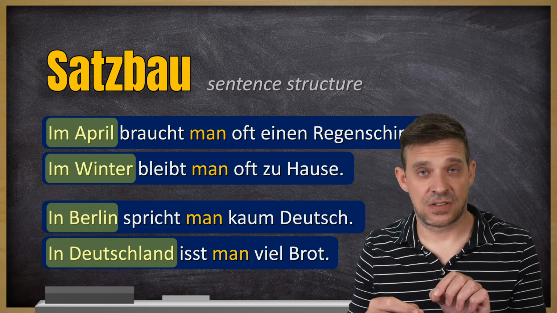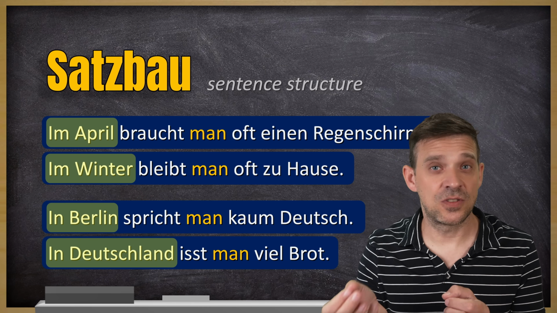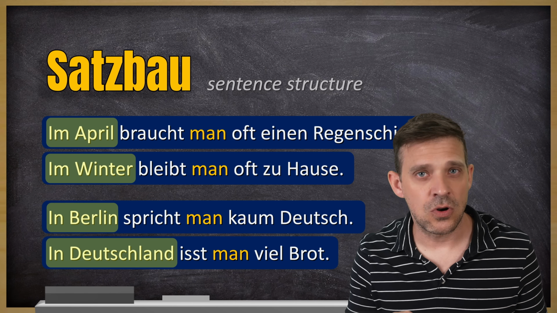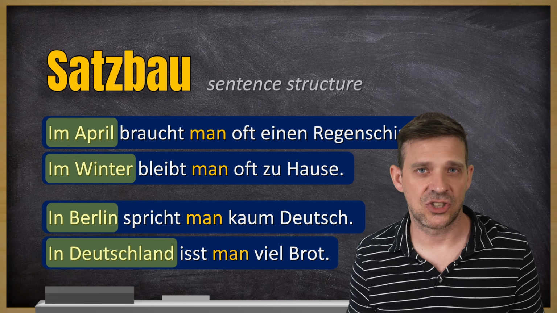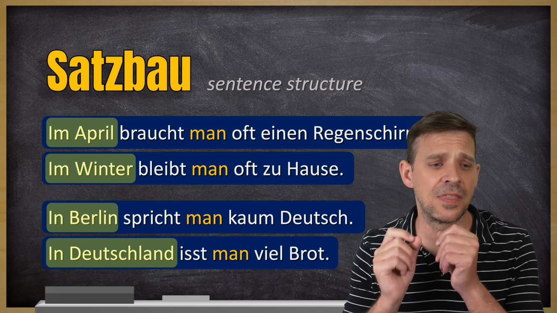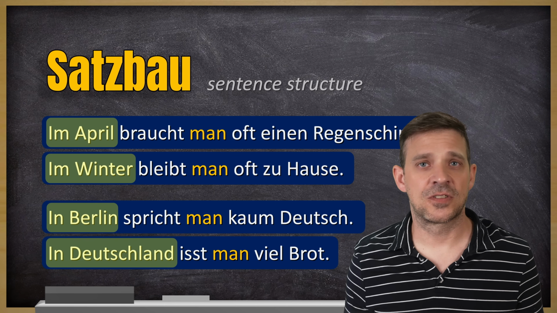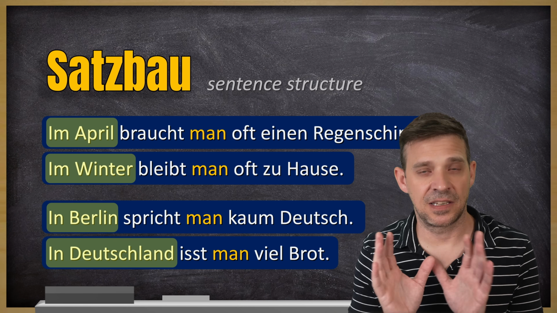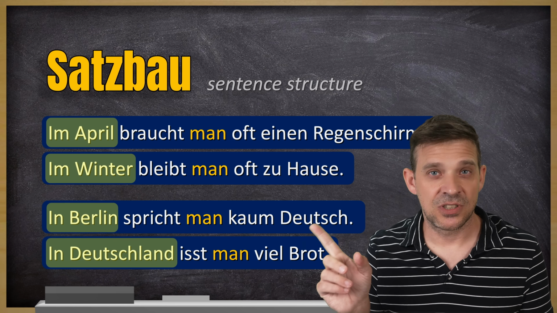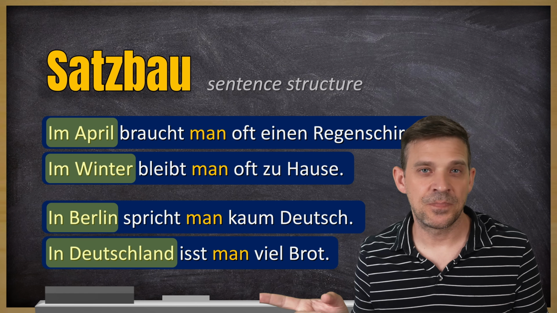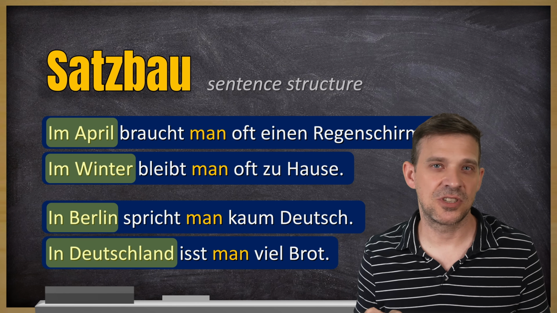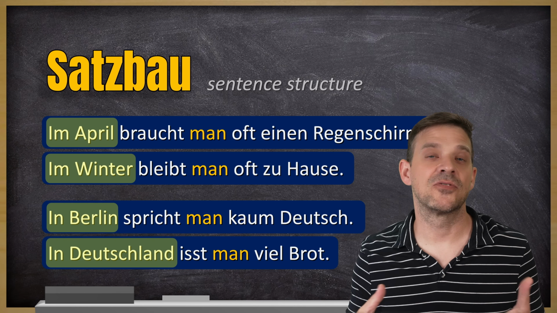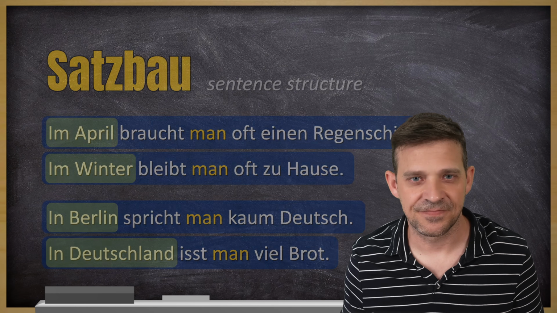Of course, you could change the sentence structure. You could start with man. You could start with the subject. Man braucht im April oft einen Regenschirm. Oder man bleibt im Winter oft zu Hause. Absolutely perfect. Both versions are grammatically correct. This version, specifically when using man, that you don't start with the subject, you put this man after the verb, is more common and sounds more natural.